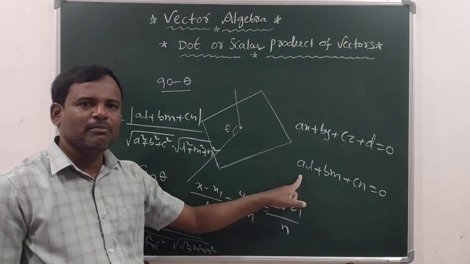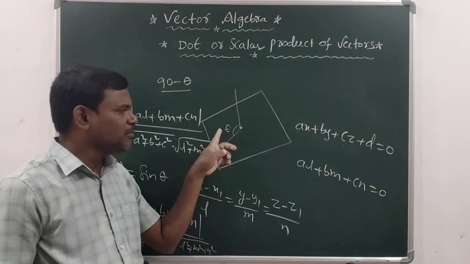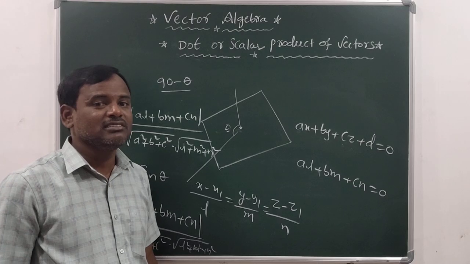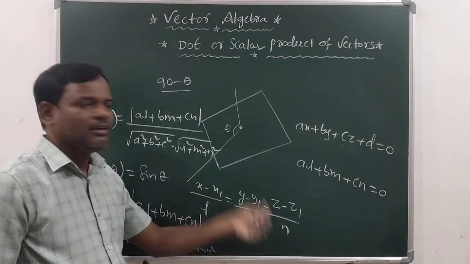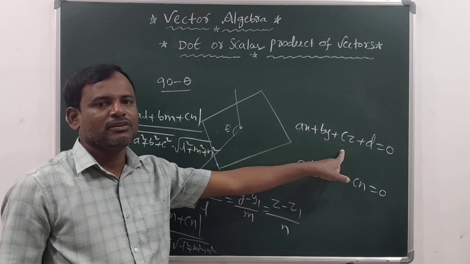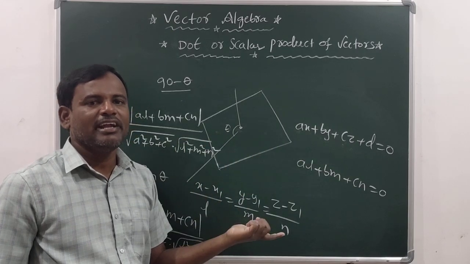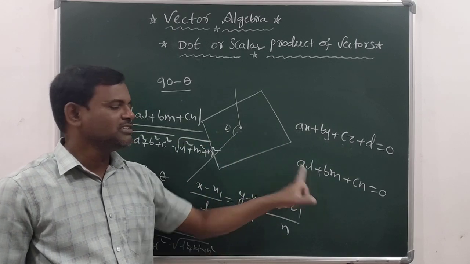When will this relation come? Whenever the line and the plane are parallel. Because line DRs are LMN, plane normal DRs are ABC. Both are lines which are 90 degrees to each other. Hence, this relation will come.